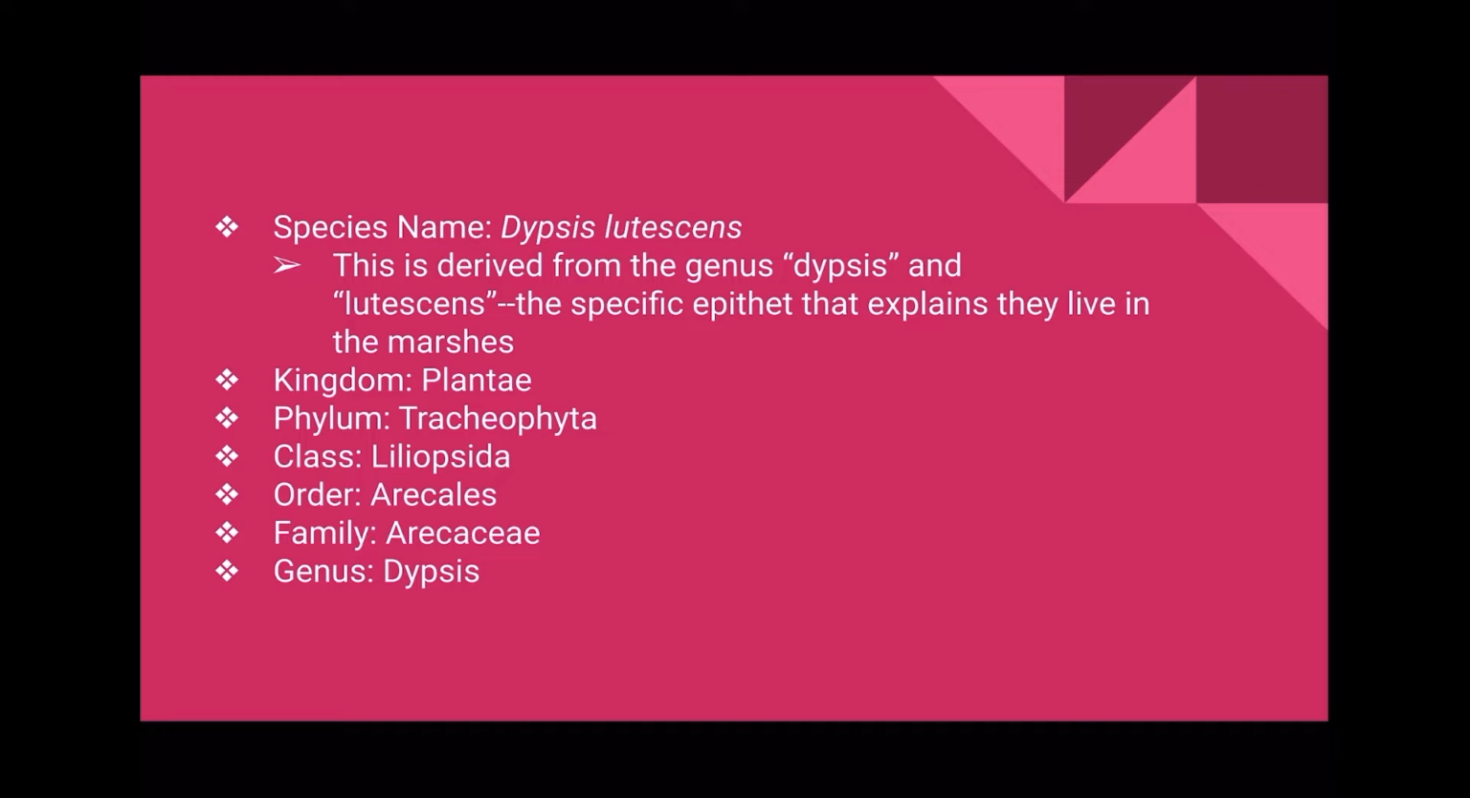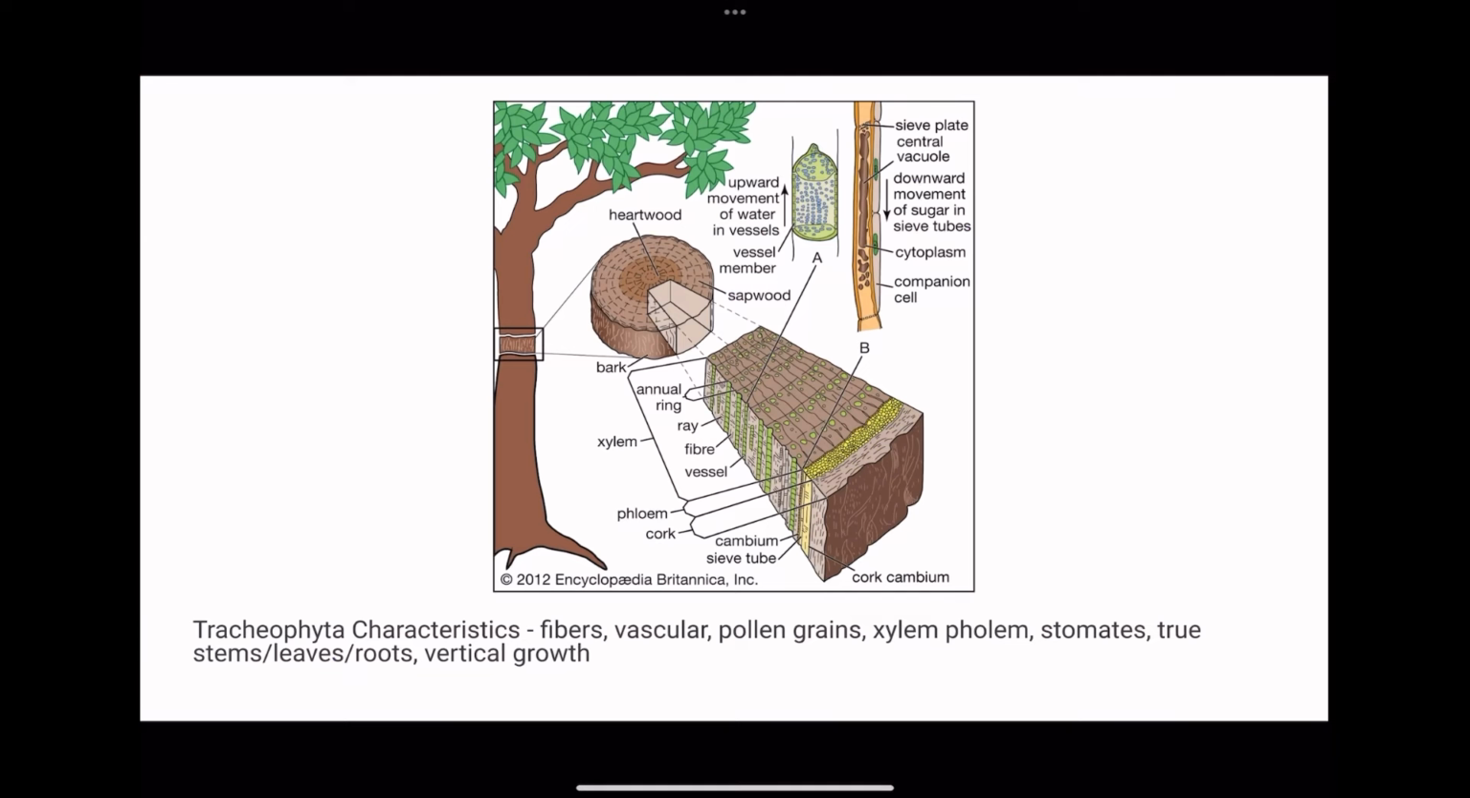This is derived from the genus Dypsis, and then lutescens is the specific epithet that explains that they live in the marshes. It is in kingdom Plantae, phylum Tracheophyta, class Liliopsida, order Arecales, family Arecaceae, and genus Dypsis.